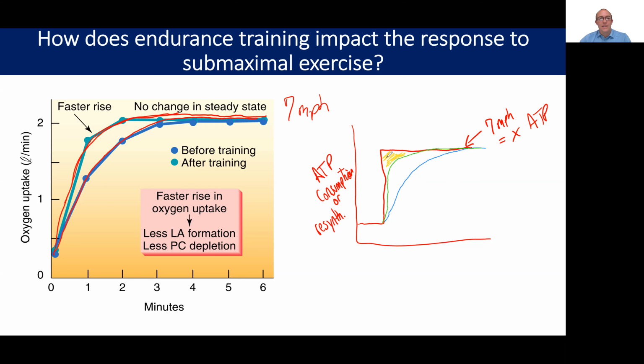So how are you getting to steady state faster? One of the things is you have an increase in the number of mitochondria, which makes you more sensitive to ADP and NADH and these other factors. You also have improved blood flow and oxygen delivery, which will facilitate that.